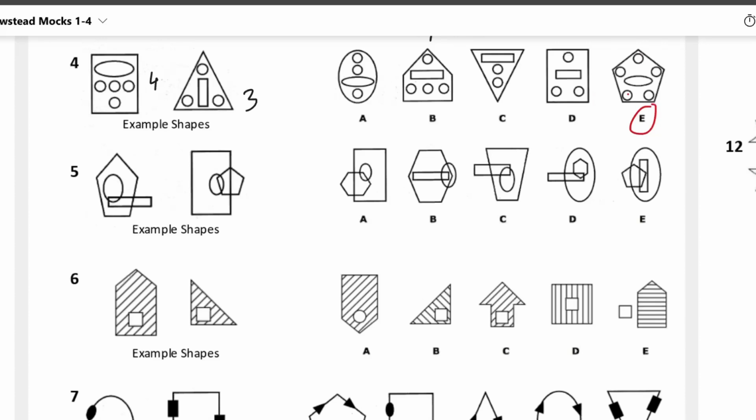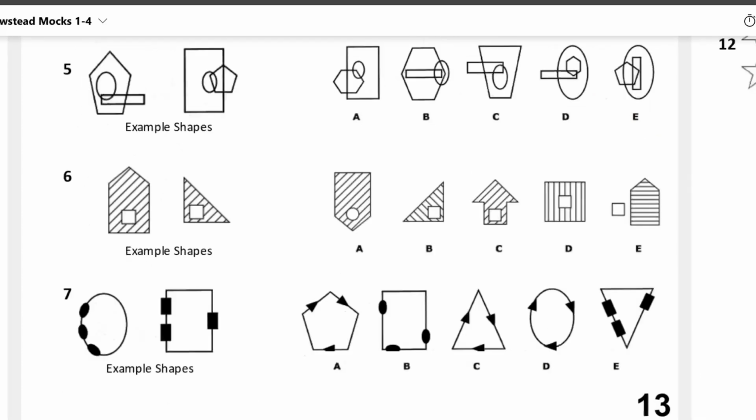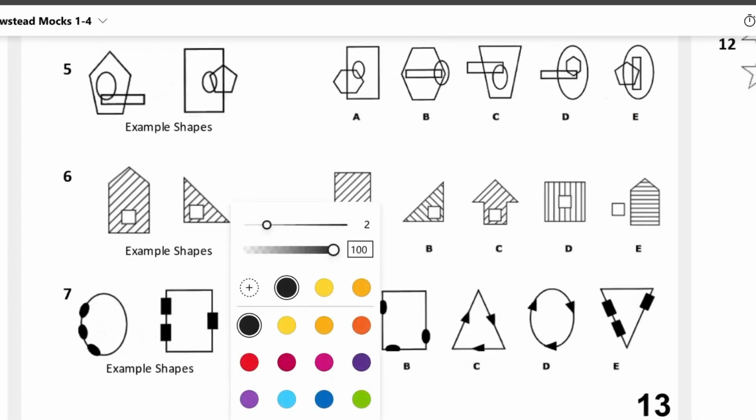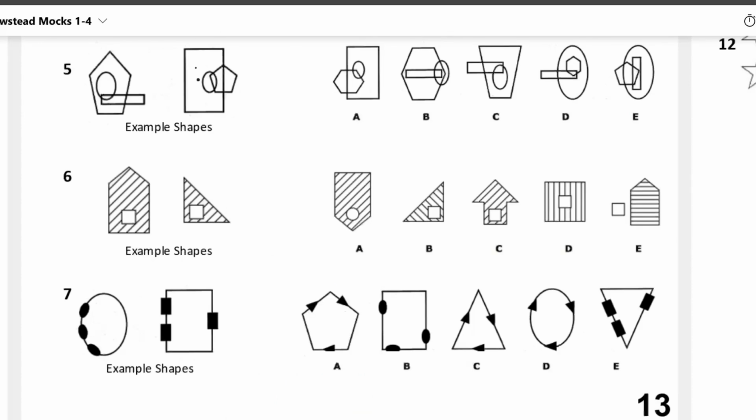Question 5, we always have the same variation of this elliptical object, so sort of like a circle, pentagon, and rectangle. So not A, that's a hexagon, not B, that's a hexagon, not C, that's a trapezium on the outside, and not D, that's a hexagon. The only answer will be E.